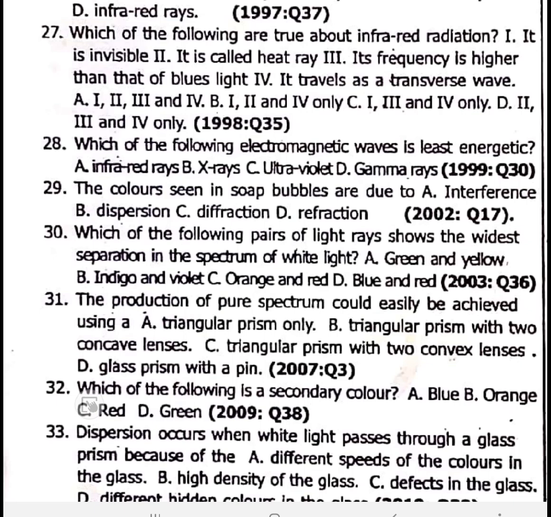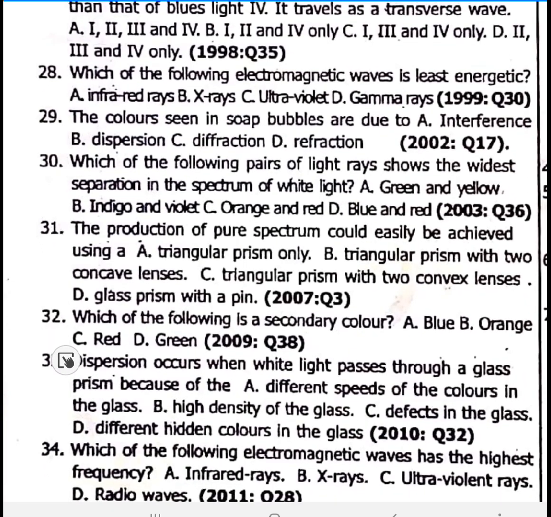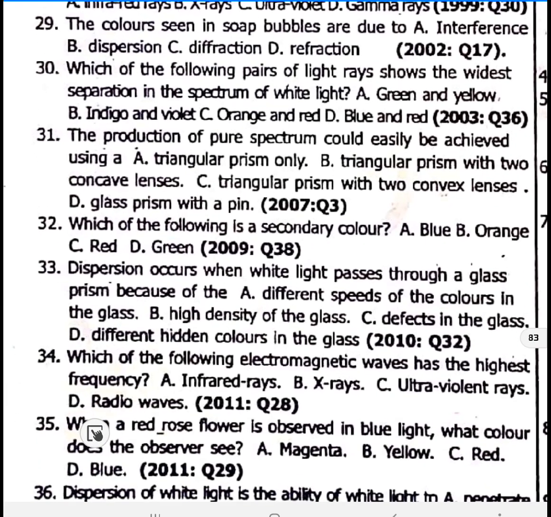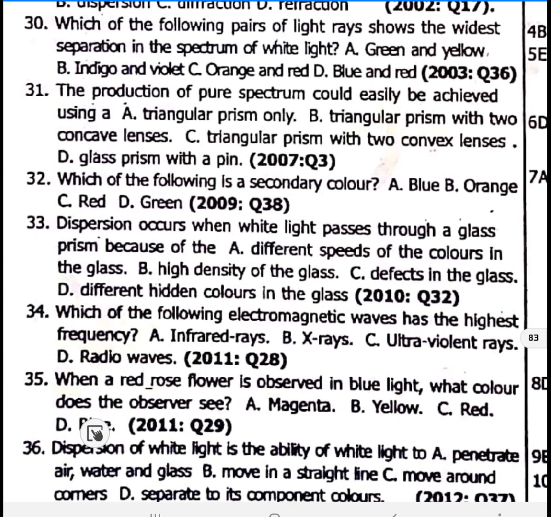Let's go next. 33. Dispersion occurs when white light passes through a glass prism because of the different speed of the colors in the glass. 33 is option A. 34. Which of the following electromagnetic waves has the highest frequency? 34 is X-ray. 35. When a red rose flower is observed in a blue light, what color does the observer see?